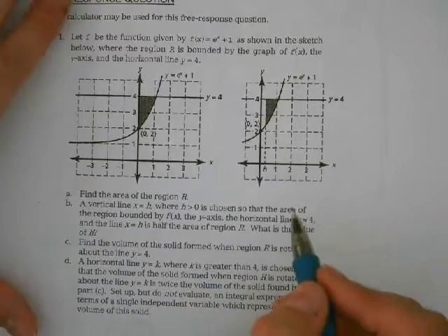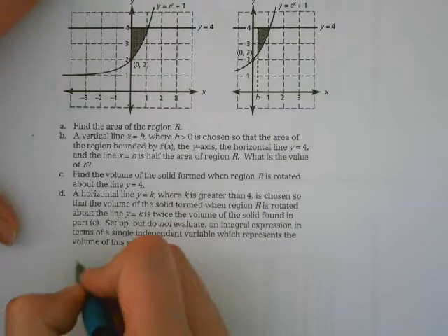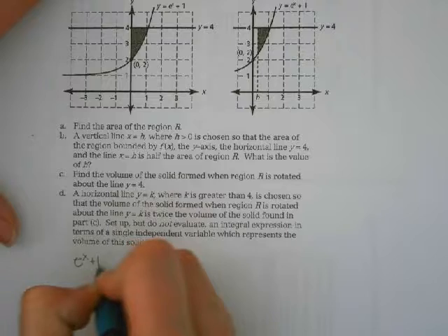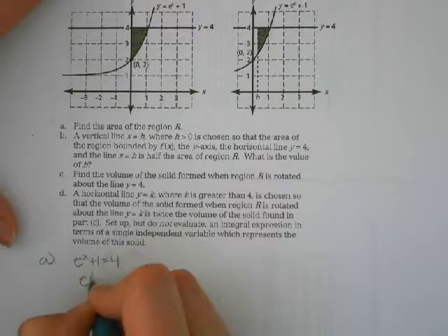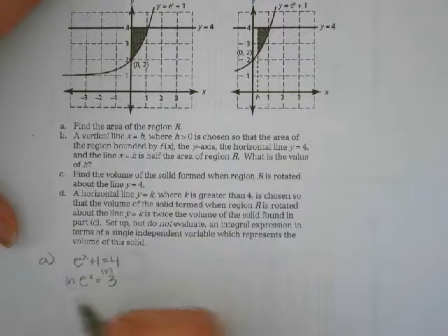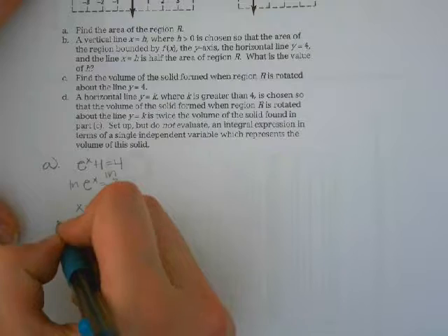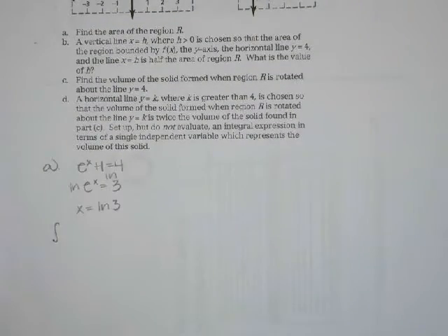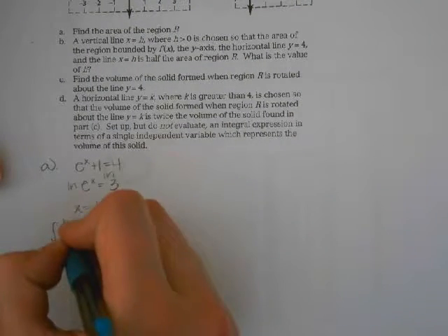I just set the two things equal to each other. So I said e to the x plus 1 equals 4. I subtracted the 1 over, e to the x equals 3. And I took the ln of each side, and so x equals ln 3. So I just used the exact number instead of the decimal. Ultimately, it doesn't really matter. When I looked at the answer key, I'm pretty sure they actually used the decimal. Yeah, they used the decimal. So we're going from 0 to ln 3.